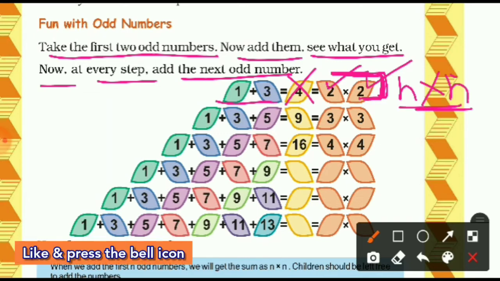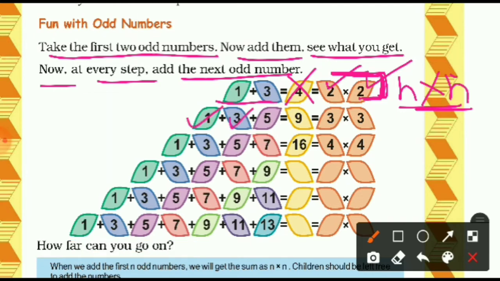In the next step we have 1 and 3, the two odd numbers, and the next odd number is 5. So 1, 3 and 5. Its sum is 3 plus 1 is 4, 4 plus 5 is 9. On the right side we have 3 multiplied by 3, meaning n multiplied by n. What is the value of n here? Yes, 3.